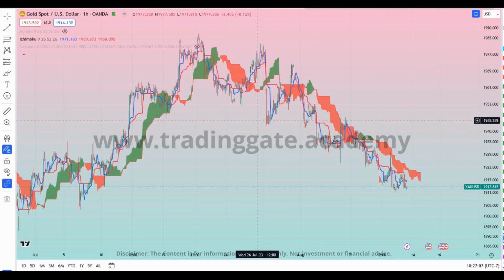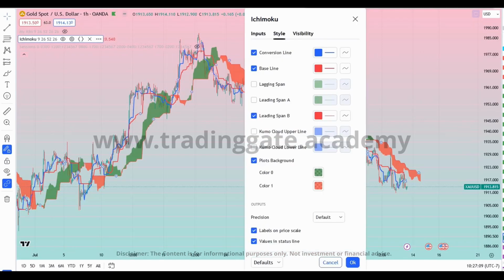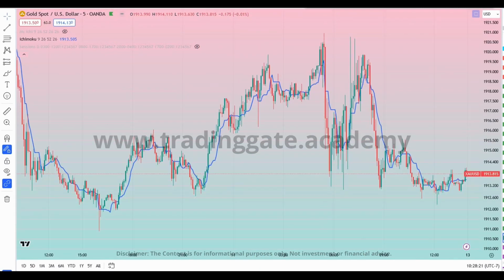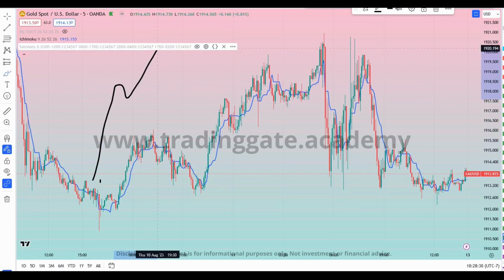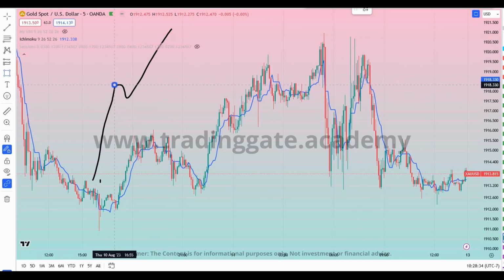For this strategy, I just need the Tenkan-sen. So I'm just going to deactivate the other lines and also the cloud. In this strategy, whenever you see a sharp movement, then a retrace, and then the movement continuing, you can basically draw a box from the top to the bottom of that small correction, and this zone can be a potential reversal or retracement zone in future.